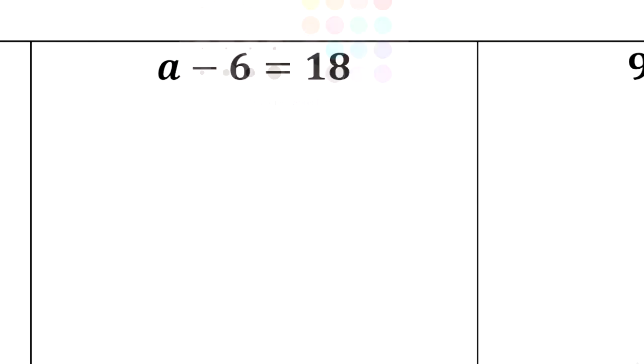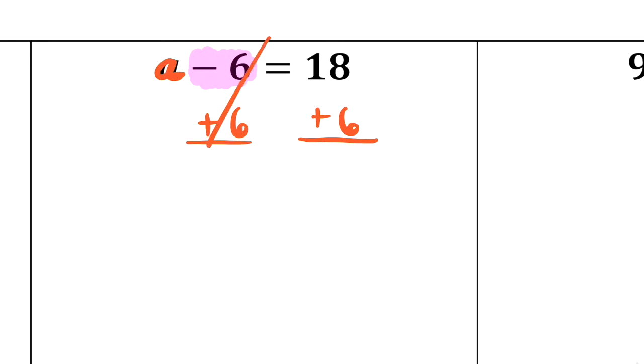8 minus 6 equals 18. My variable is a, and I need to get that by itself. Right now we are subtracting 6. Therefore, I need to add 6 to both sides. Negative 6 plus 6, that will be 0, so I don't really need that. The a just falls to the next line. 18 plus 6 is 24.